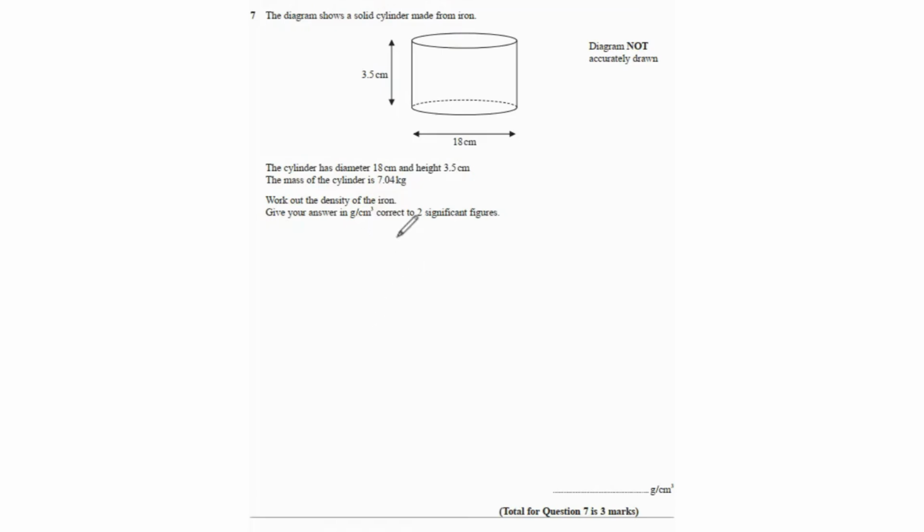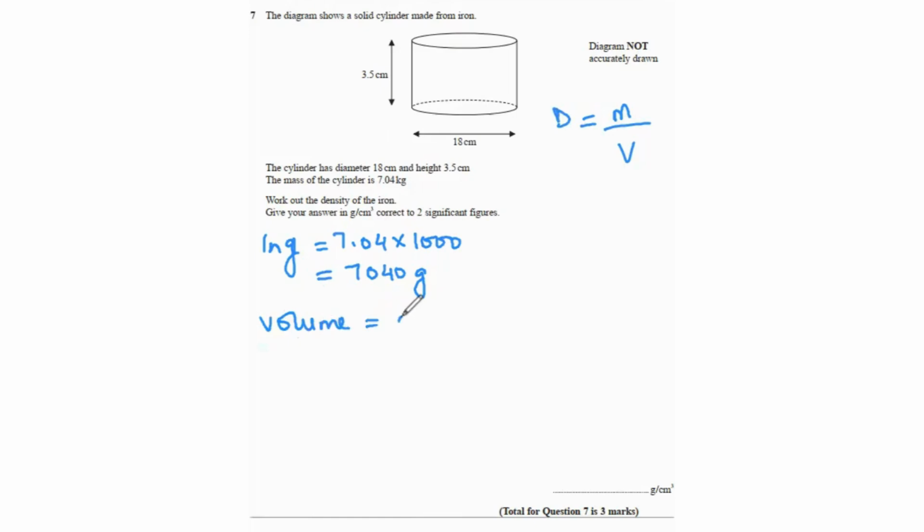So first thing you know, for density, we need to find the mass and volume. Mass is given in kgs. They want the density in grams per centimeter cube. So we convert the kgs into grams. So in grams, that's going to be 7.04 times 1,000. That's 7,040 grams. Now for the volume, we know the formula is pi r square h.